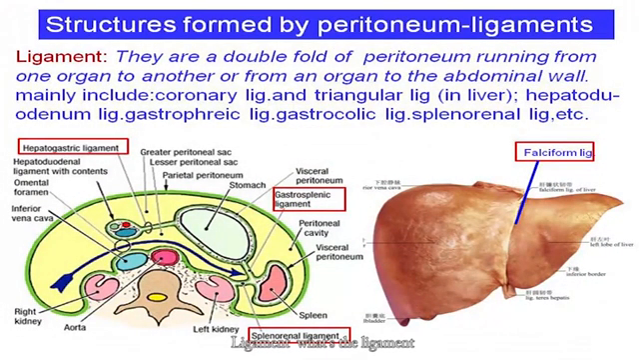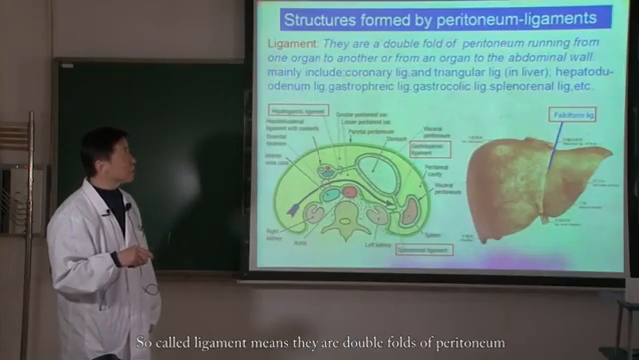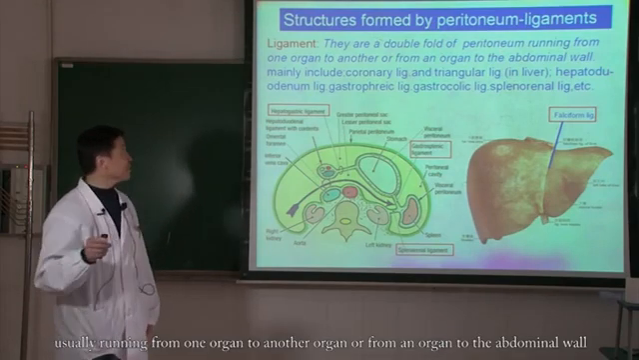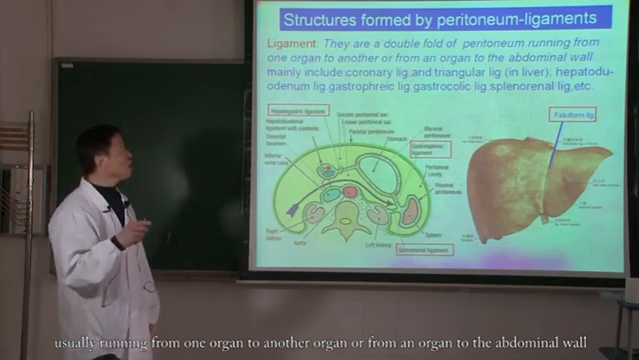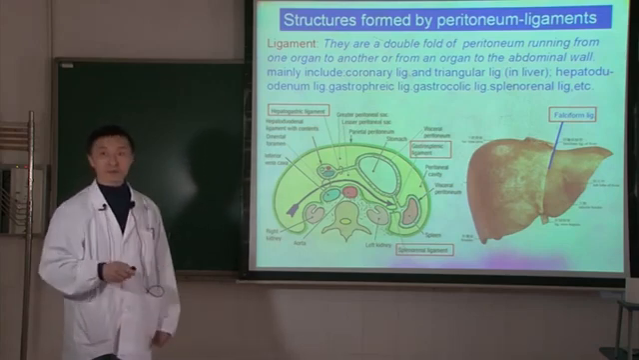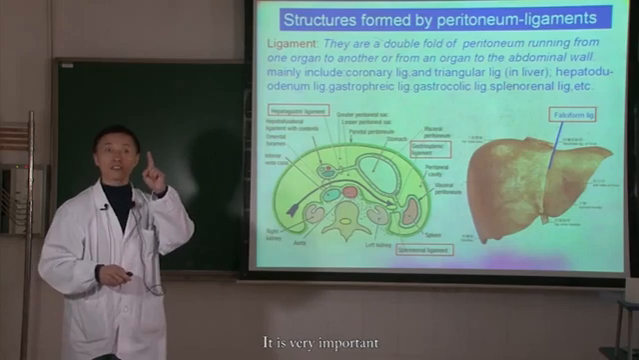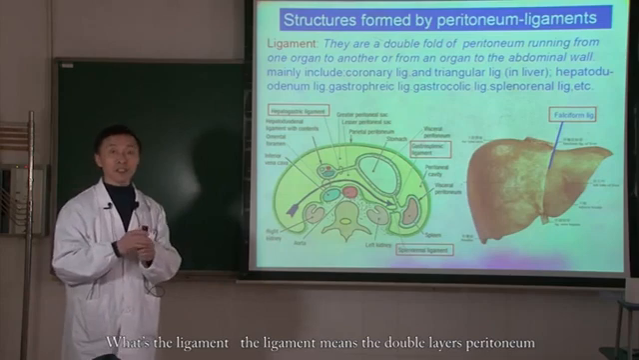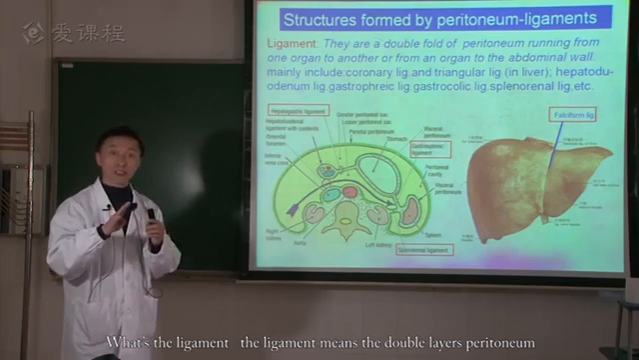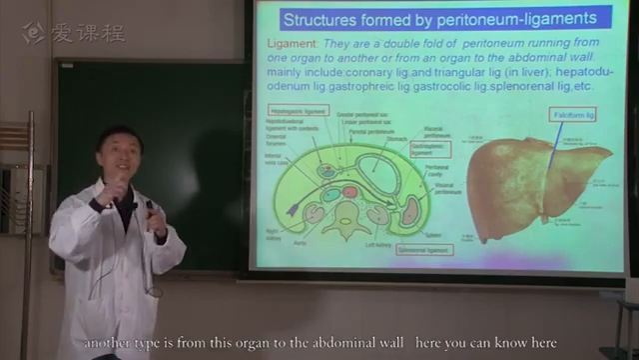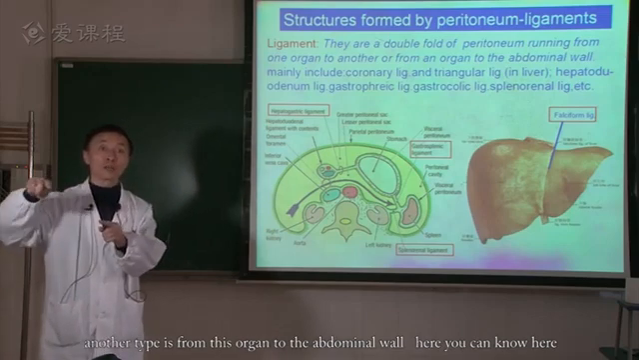Ligament. What's a ligament? So-called ligament means a double fold of peritoneum, usually running from one organ to another organ, or from one organ to the abdominal wall. It's very interesting and very important. A ligament is a double layer of peritoneum, maybe from one organ to another organ, which is the first type. Another type is from an organ to the abdominal wall.